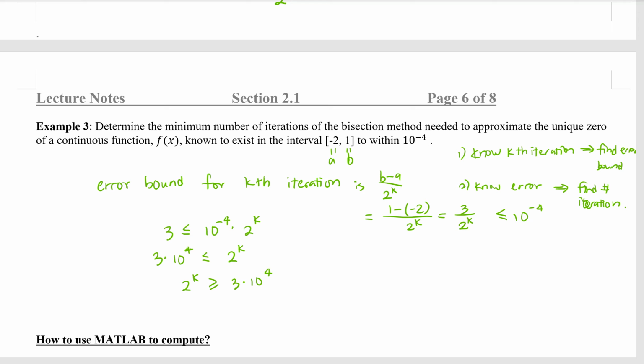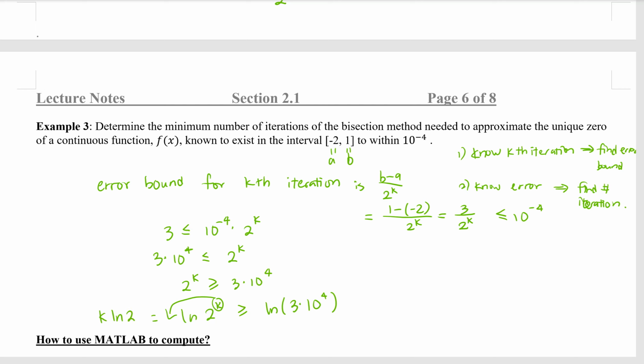Okay, how do we solve for k? Well, we can take the ln of both sides, so ln 2^k is greater than or equal to ln of 3 times 10^4. And you know what? We can move the k down in front. So now this guy is k ln of 2, right?